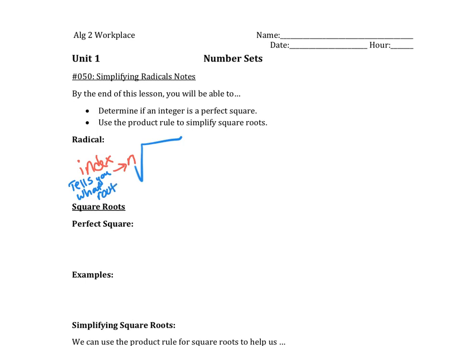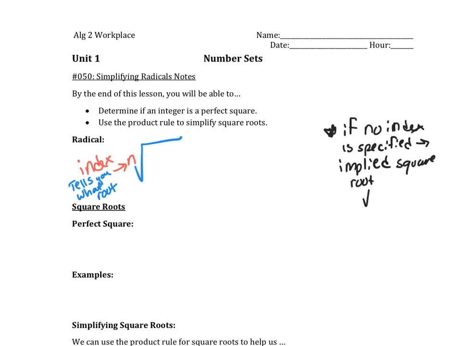Now, a reminder: if there's no index specified, if there's no little number written there, then that's an implied square root. So if we just had the root of x and nothing is written right there, no index, that would be the same as saying if we had a little 2 there. That's the same as the square root of x.